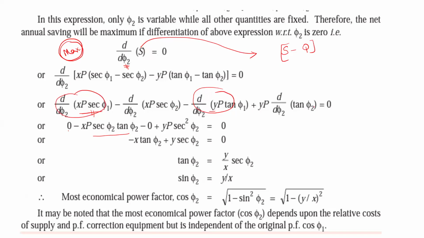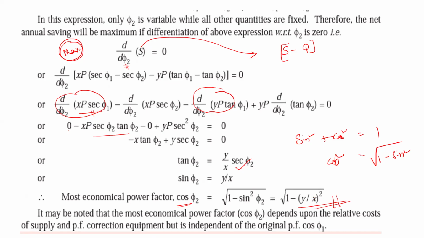The differentiation of tan phi 2 is secant square phi 2. From that, we evaluate tan phi 2 is equal to Y by X secant phi 2. Finally, sin phi 2 is equal to Y upon X. For the most economical condition, sin square plus cos square is equal to 1. From that, cos phi 2 is equal to the square root of 1 minus sin square phi 2, where sin phi 2 is Y by X. This is the most economical power factor condition. That's the only thing you have to write here.